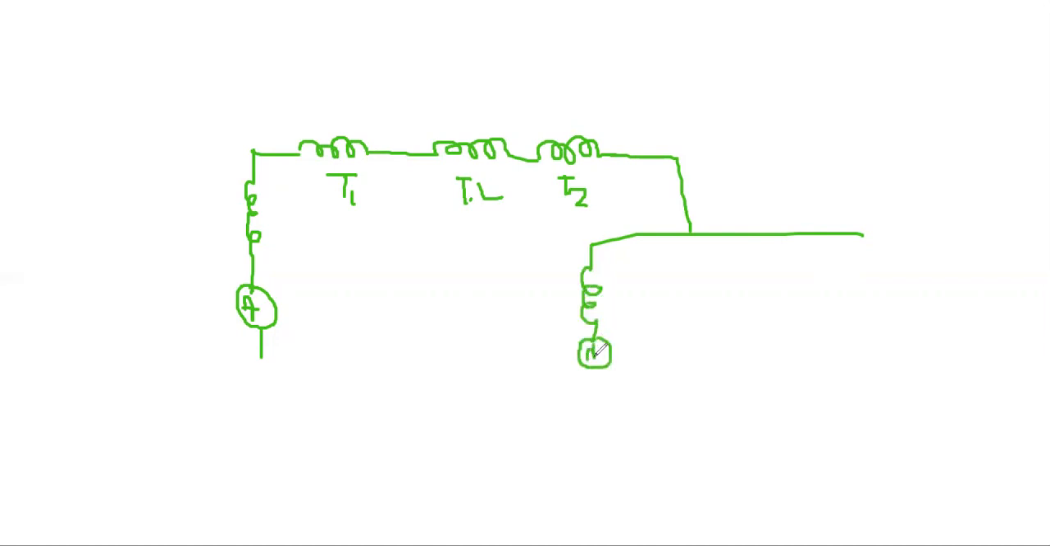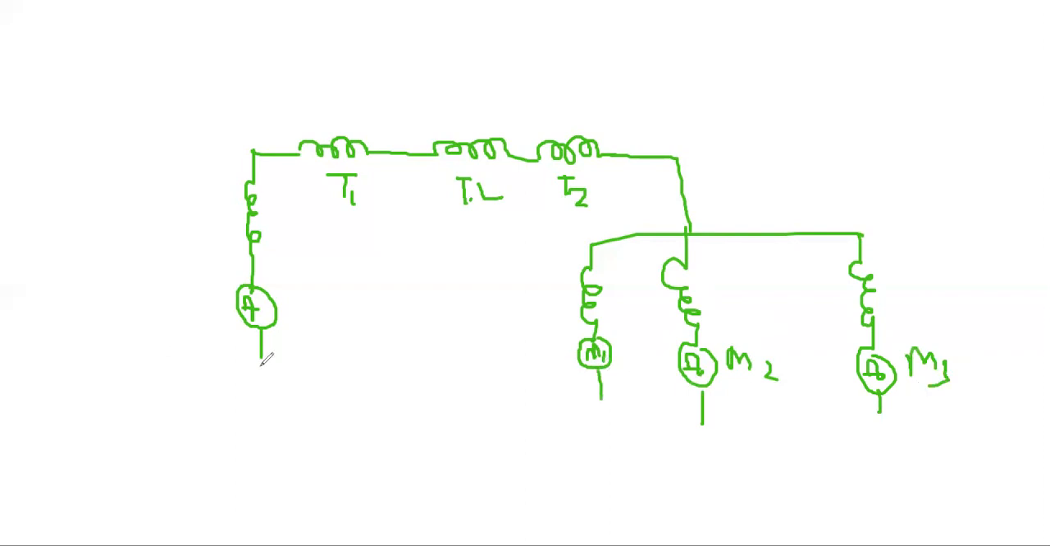This is motor 1. And then we are having this, this is motor 2. And then we are having this as motor 3. So this is motor 3. And all the 3 are connected to this generator like this. Okay, like this. So this is the generator. This is transformer 1. This is transformer 2. This is the motors. This is the transmission line.